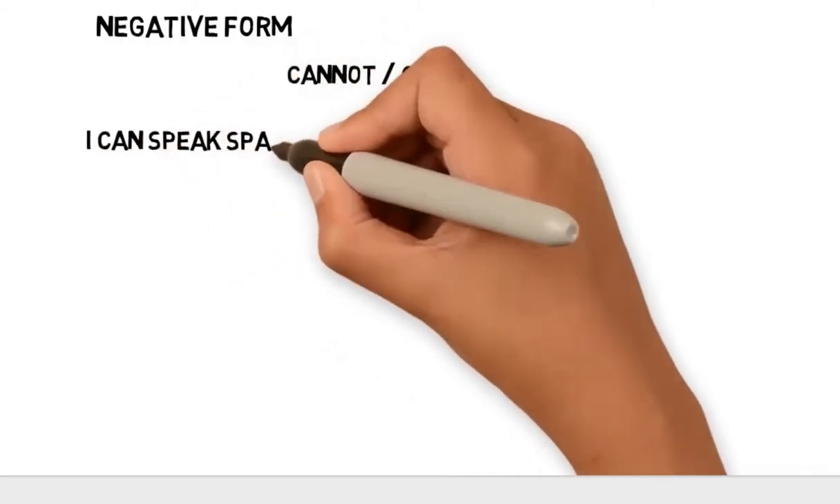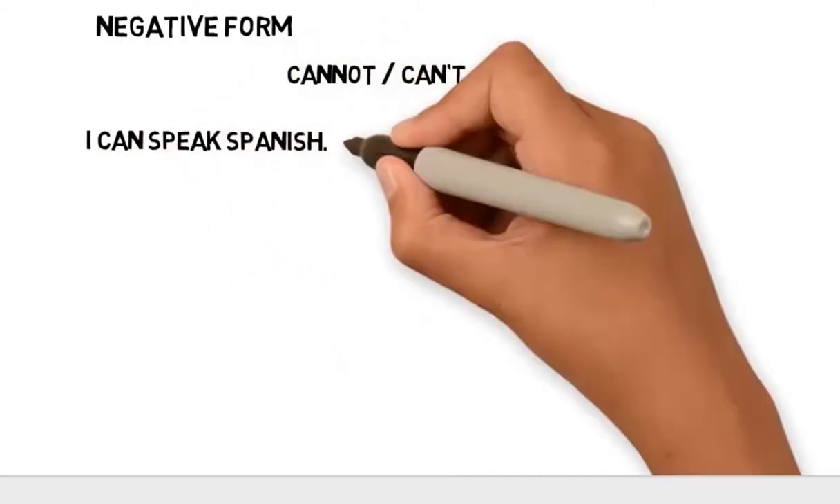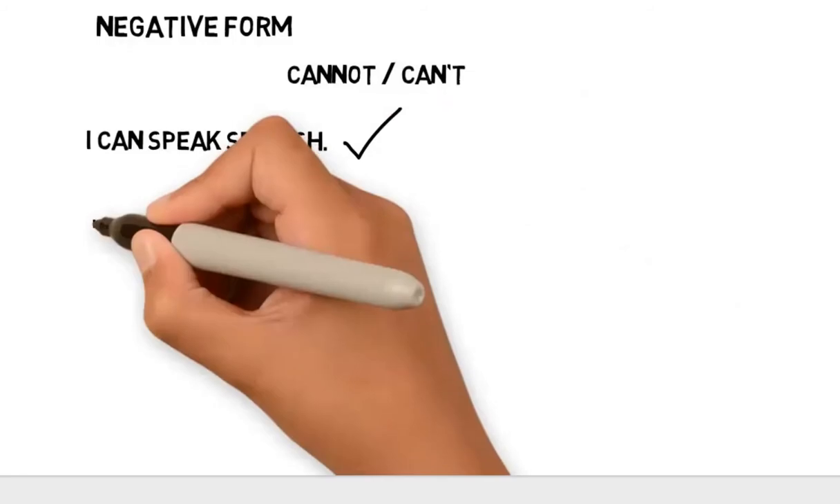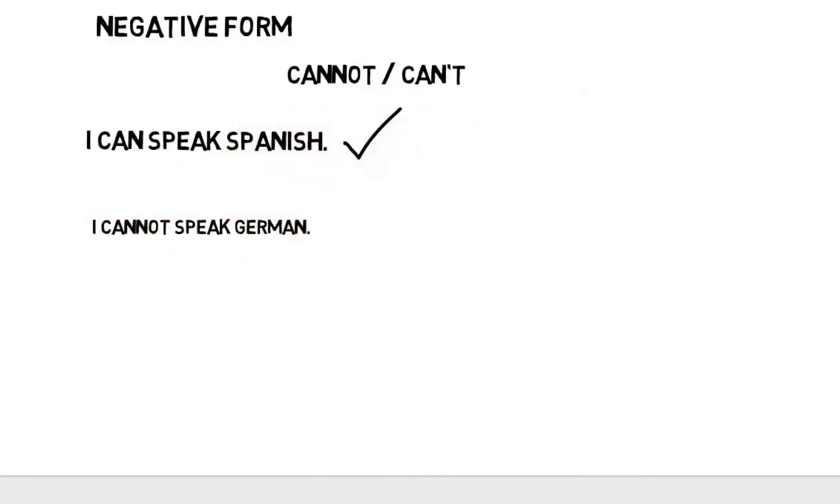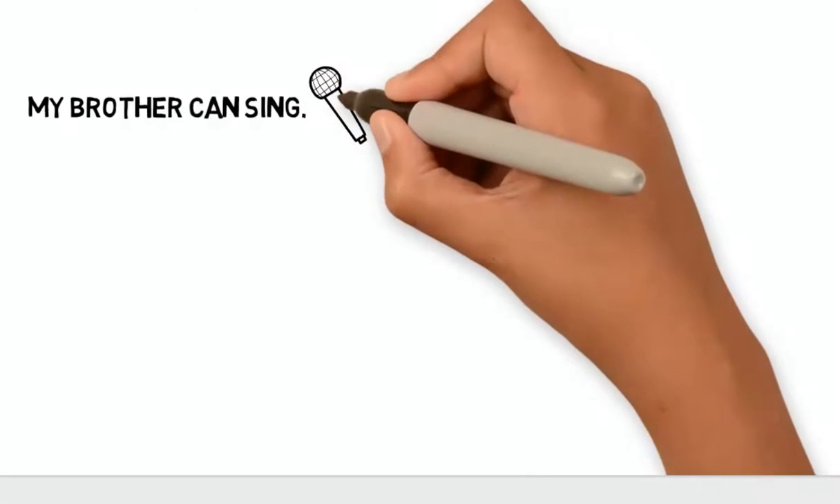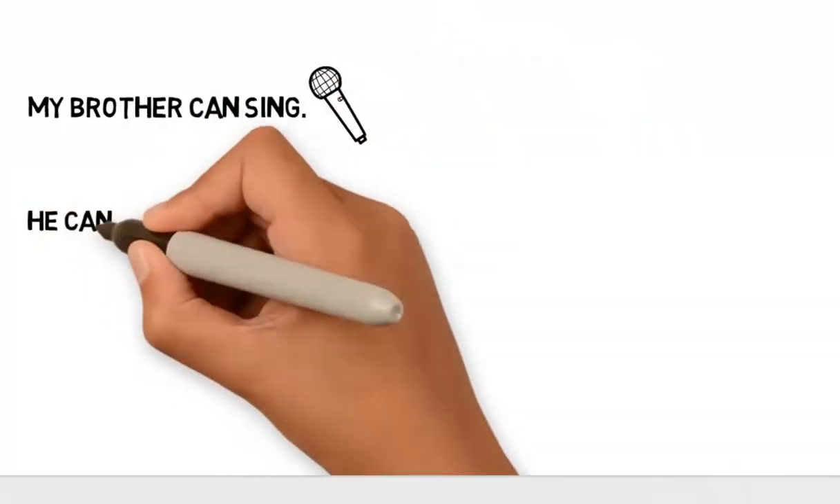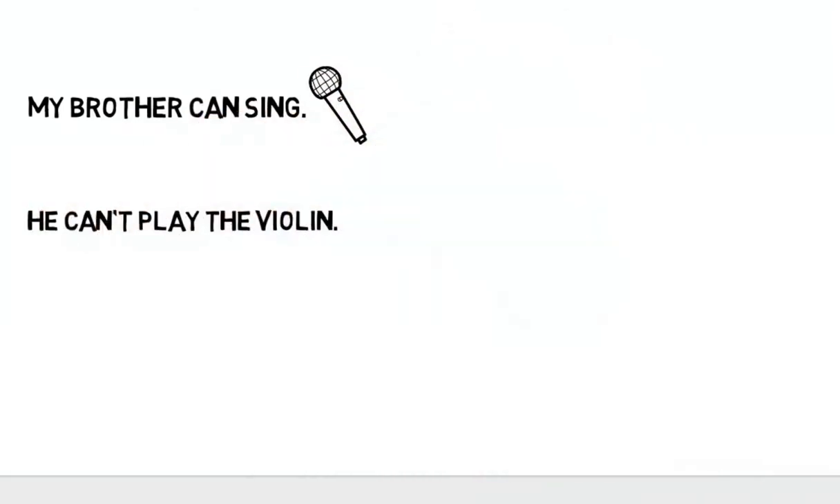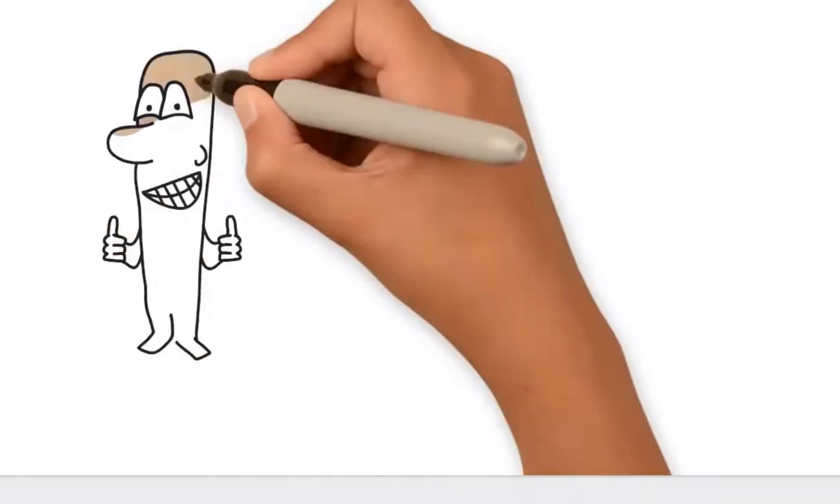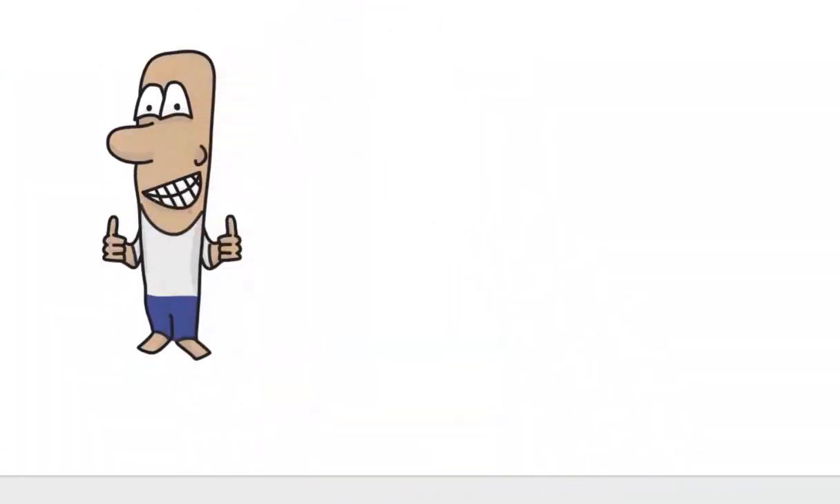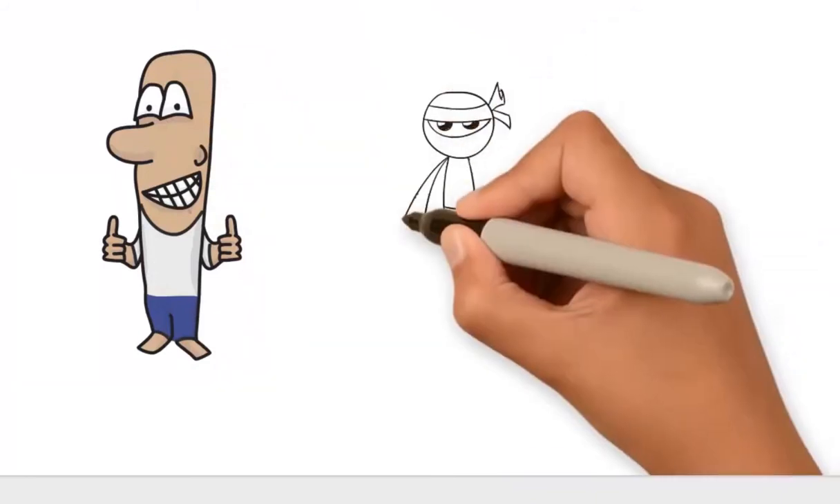Let's analyze some other examples. I can speak Spanish, but I cannot speak German. My brother can sing, but he cannot play the violin. Those sentences mean that you have one ability, but you don't have the other ability.